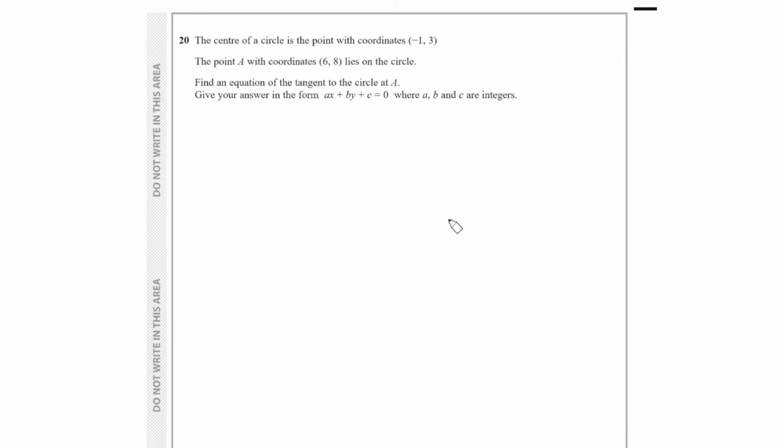This is, I think, quite a nice question. For some reason, I feel like tangent is always one of the last questions, but this one is a very nice one. You just have to follow exactly the method that hopefully you can memorize.